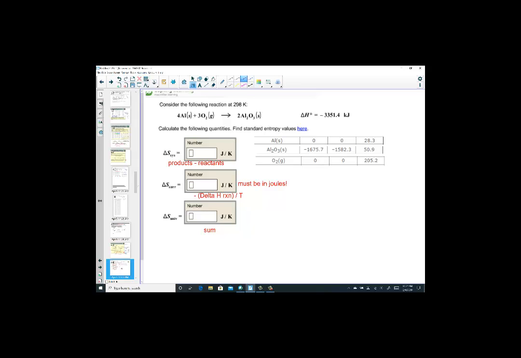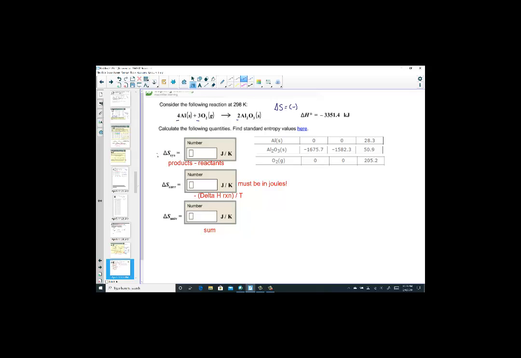Let's consider the following reaction at 298 Kelvin. This is a combination reaction. We have 4 moles of solid aluminum reacting with 3 gaseous moles of oxygen, forming 2 moles of aluminum oxide. Well, I would predict this is a decrease in entropy because we're rearranging gaseous moles and forming fewer moles of solid phase. So right away, I'm predicting the entropy change is going to be negative. The system is becoming more ordered. But let's prove it to ourselves.